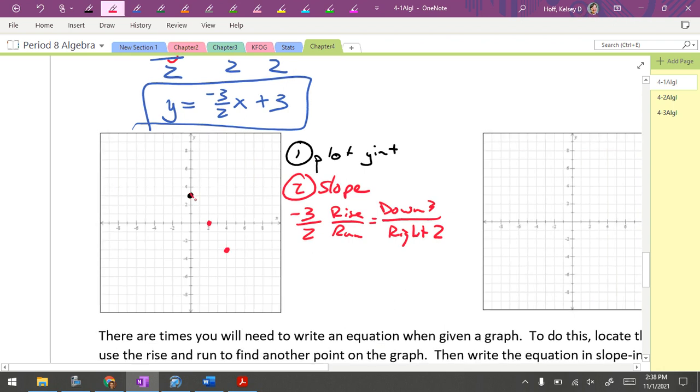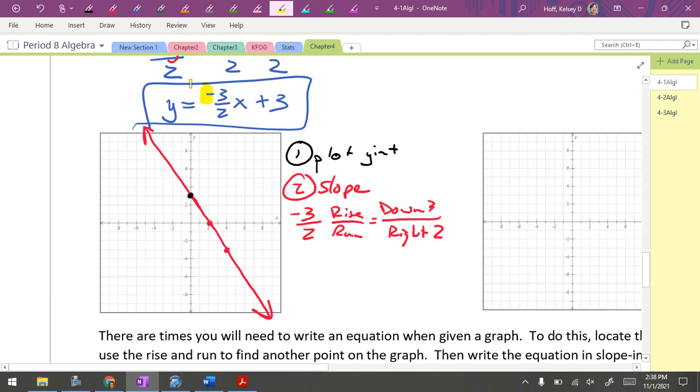Now, one of the easiest things to do, look at your slope. Your slope is negative. What does that tell you about your line? It should be falling as you move to the right. One of the simplest things to do is ask: is my graph falling or is my graph rising?